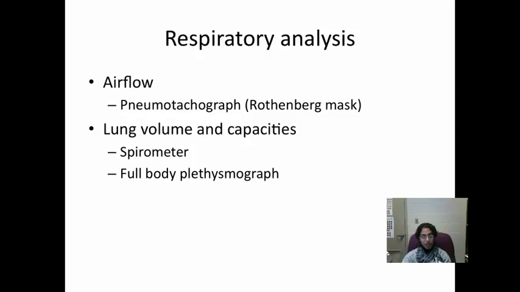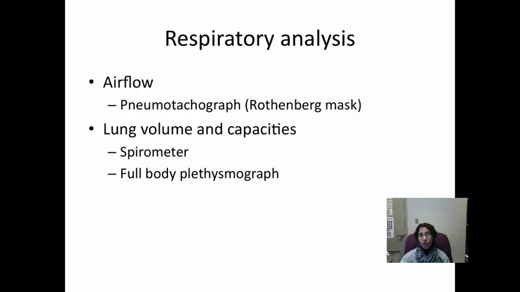So respiratory analysis helps us understand how much air pressure is required, how much airflow is there after we have the pressure, and how much volume is available for us, the tidal volume and the vital capacity. An instrument to measure airflow and pressure. Now we use an indirect way of measuring the subglottic pressure through intraoral pressure. It's the pneumotachograph, the Rothenberg mask, right? And then you have the lung volumes, which can be measured through a spirometer and a full body plethysmograph.